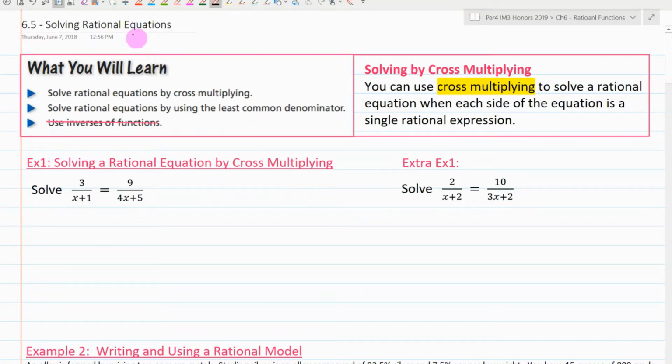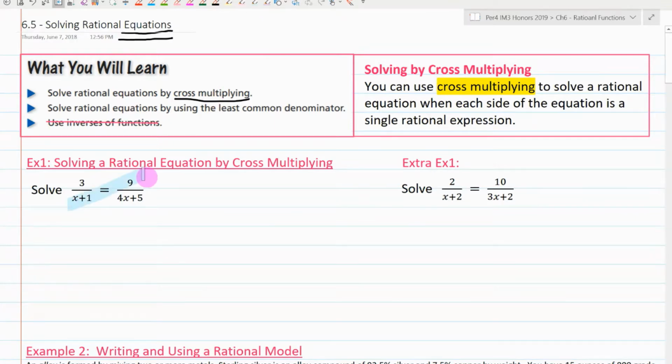So we've been adding and subtracting rational expressions. Now we have equations. Equations are actually a little bit easier to do because you can get rid of the fractions fairly simply. So let's go ahead and go through that. The first type is if you have one fraction equal to another. So basically you have a proportion. When that happens, you can cross multiply to solve these equations.